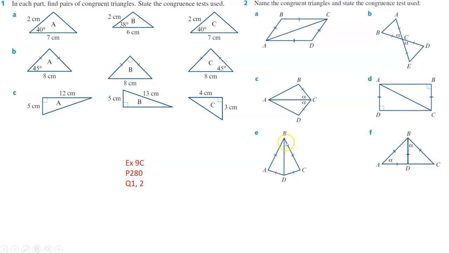Okay, then just a pointer. This side here, BD in question E, AC in C, AC in A, AC and D, and BD here. These are called shared sides, and a shared side, i.e. one that's included in two different triangles, then that's going to be equal because it's the same side.